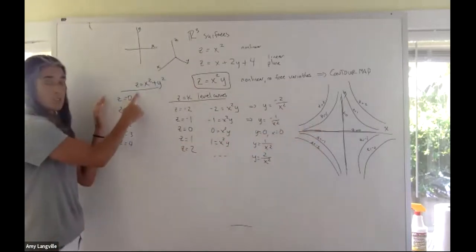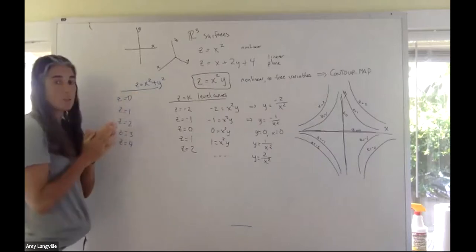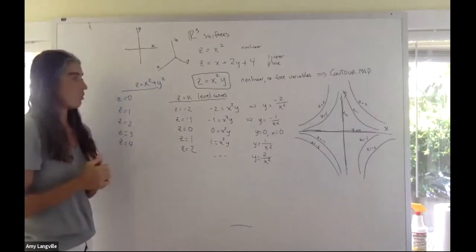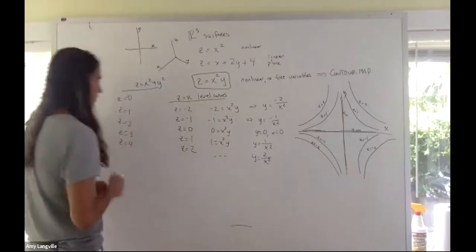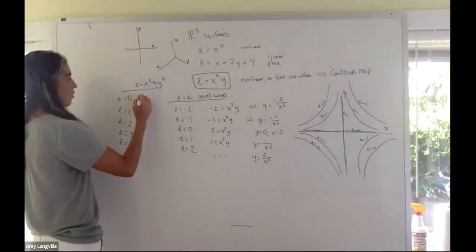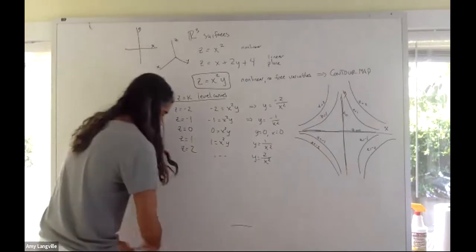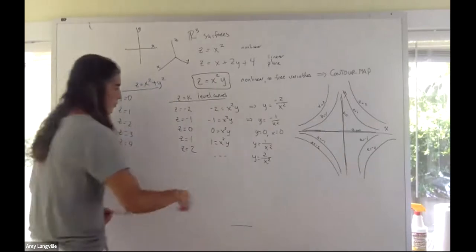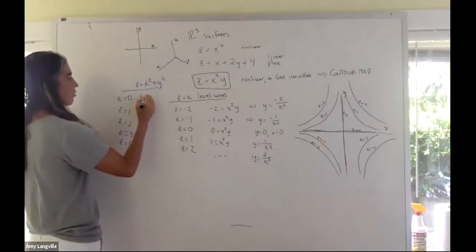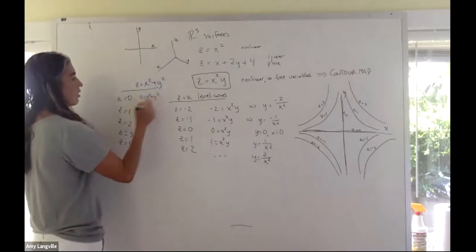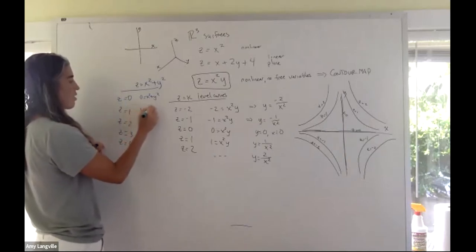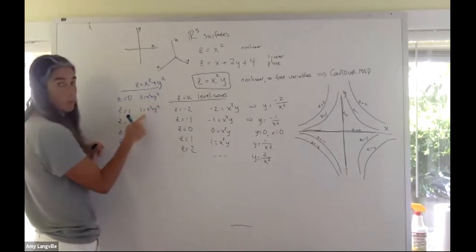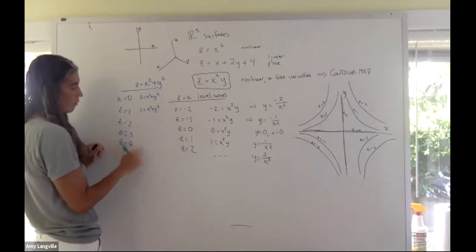As opposed to this one, z equals x squared plus y squared, which is one of the examples in your journals. It's worked through there, and what you would see is that z equals 0 makes a level curve that is just a point. A circle with a radius of 0 is a point. The next one, z equals 1, makes a circle with a radius of 1. Circle with a radius of 2, 3, 4, and so on.